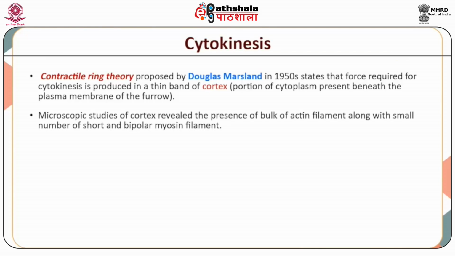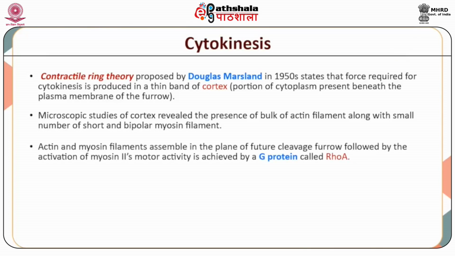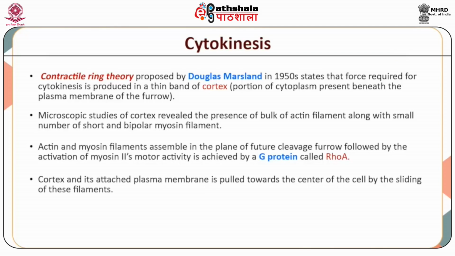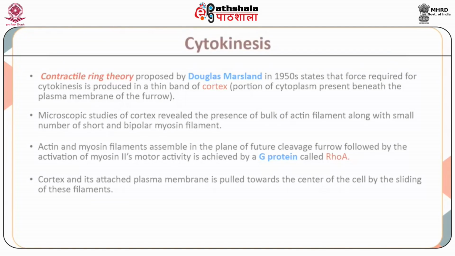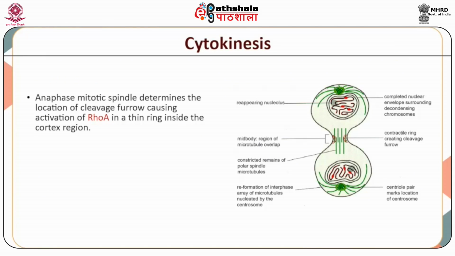Microscopic studies of the cortex revealed the presence of a bundle of actin filaments along with a small number of short and bipolar myosin filaments. The location of the cleavage furrow is determined by the anaphase mitotic spindle, by activation of RhoA in a thin ring inside the cortex region.